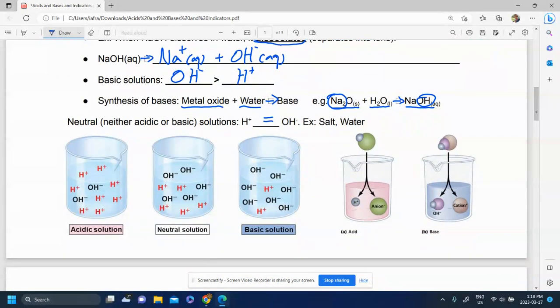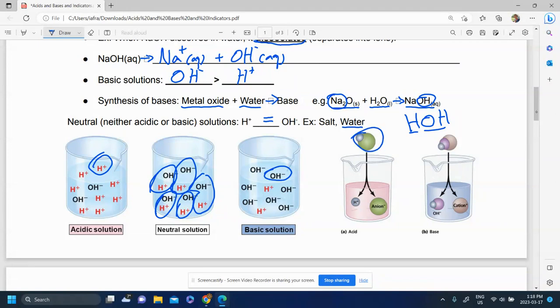Water is considered neutral. And water is very easy to understand because water here is HOH. It's one H plus and one OH minus, which is why it's neutral. So here you can see the images of acidic, neutral, and basic solutions. Acidic, you can clearly see H plus is a winner. Basic, you can clearly see OH minus is a winner. However, neutral, you can see that you have equal amounts of the OH minus and the H plus.